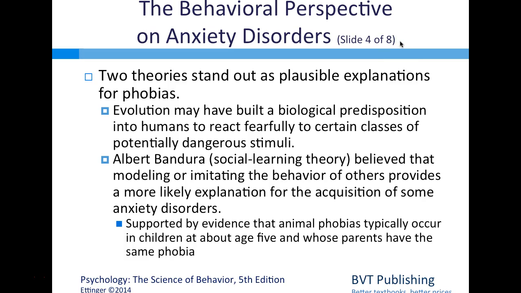Two theories stand out as plausible explanations for phobias. One is that evolution may have built a biological predisposition into humans to react fearfully to certain classes of potentially dangerous stimuli, right? Snakes and spiders and all those things. Albert Bandura, the social learning theory guy, believed that modeling or imitating the behavior of others provides a more likely explanation for the acquisition of some anxiety disorders. This is supported by evidence that animal phobias typically occur in children at about age 5 and whose parents have the same phobia.